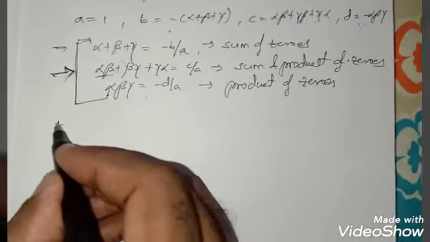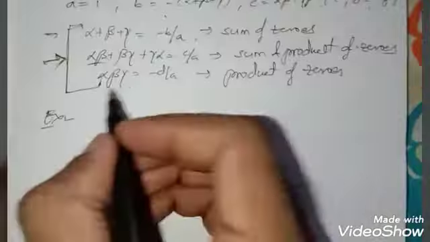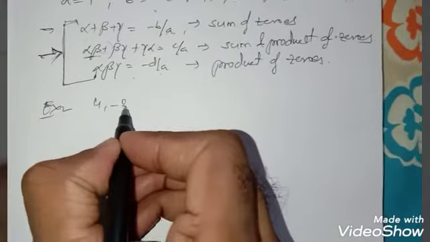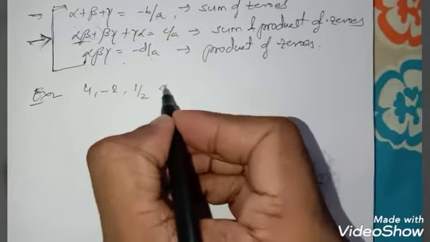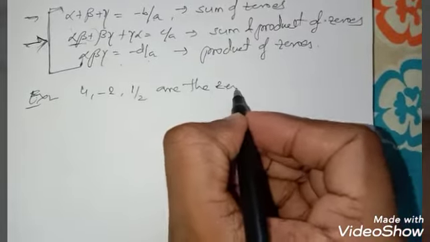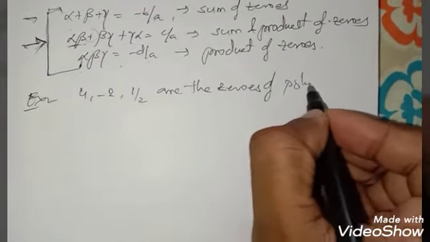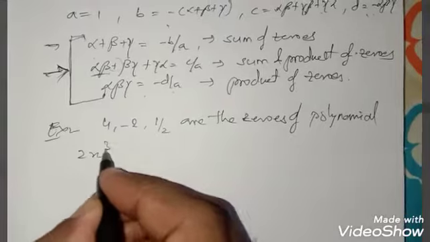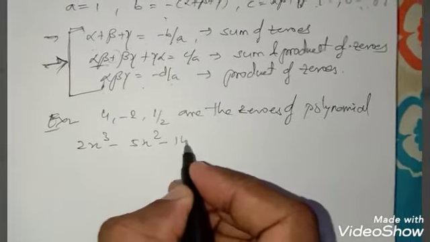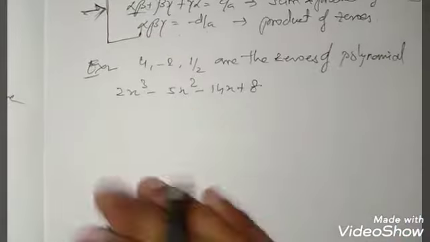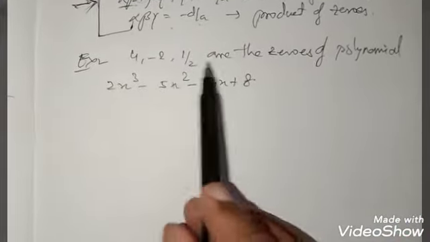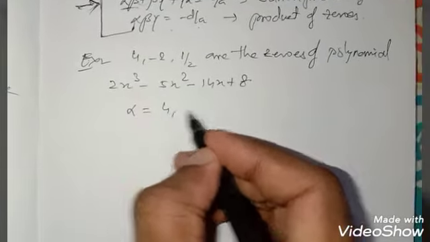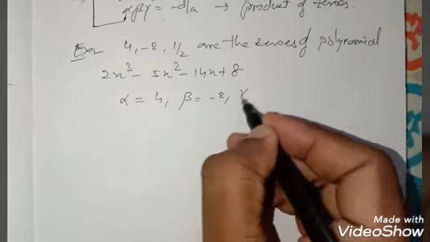Now take one example. If I take an example, we can say 4, minus 2 and 1 by 2 are the zeros of the polynomial 2x cube minus 5x square minus 14x plus 8. Right, now how to show the relation between the coefficients and its zeros. For the zeros of the polynomial they have given alpha is equal to 4, beta is equal to minus 2, gamma is equal to 1 by 2.